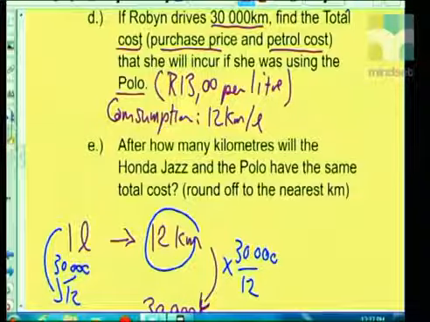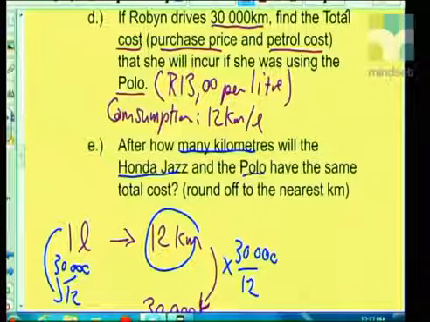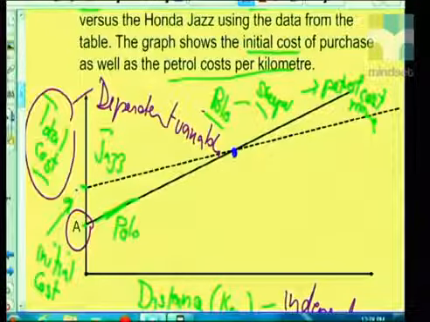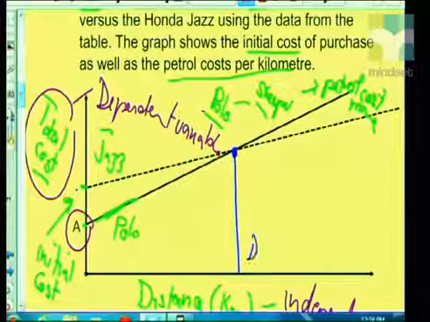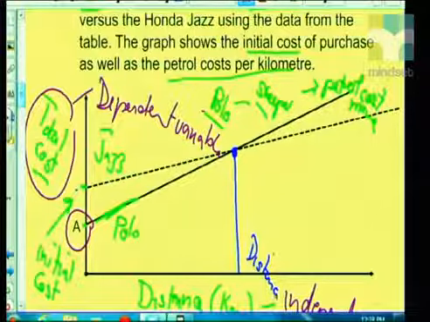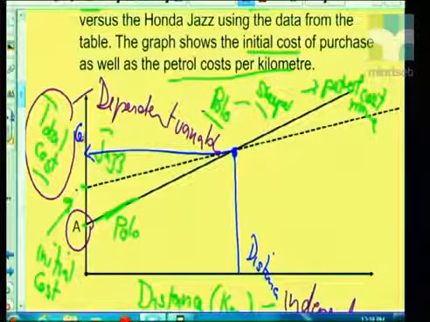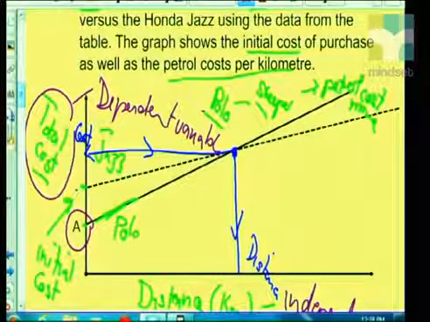So now the next question, it says, after how many kilometers will the Honda Jazz and the Polo have the same total costs? Now that's a really interesting question. Let's go and have a look at the graph. We're wanting to find this point here where they've done the same distance. The distance is the same, and the total costs are the same. So we want to find the total kilometers where they've done the same distance, the total cost.